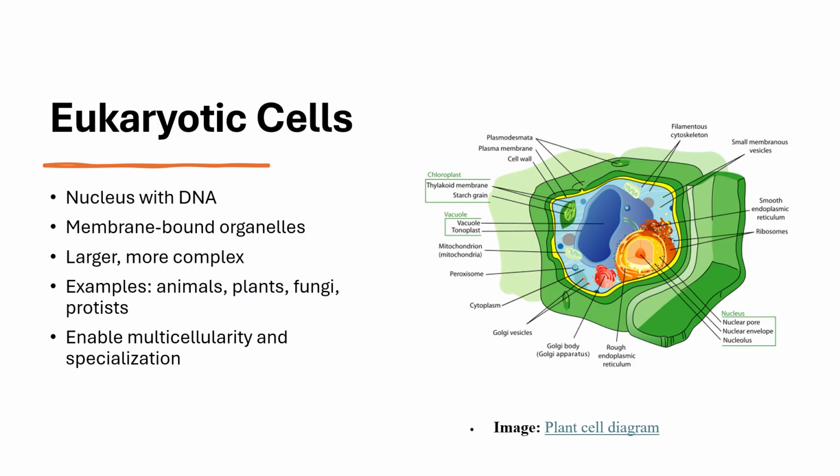Eukaryotes include animals, plants, fungi, and protists. Their compartmentalization allows efficient cellular processes. This complexity supports multicellular life and specialization.